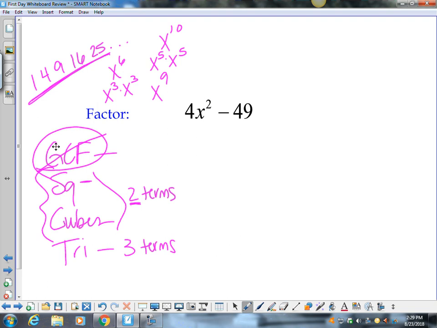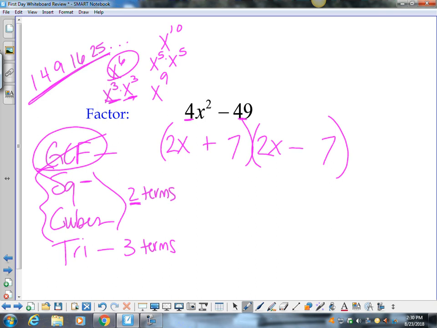Okay, then to factor squares is really easy. You have 2 parentheses. And I have squares because 4 and 49 are both squares. So what makes 4 a square? Well, it's 2 and 2. X squared, when I cut that in half, would be x and x. If it was x to the 6th, it would be x to the 3rd and x to the 3rd. 49 is 7 times 7. And for squares, you always have 1 plus and 1 minus.